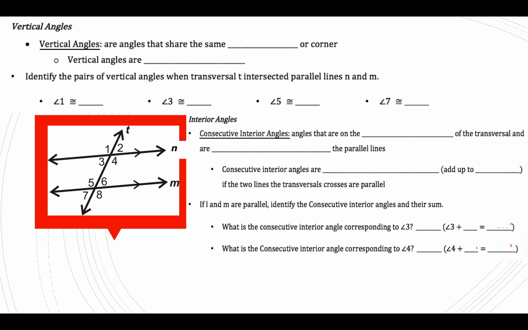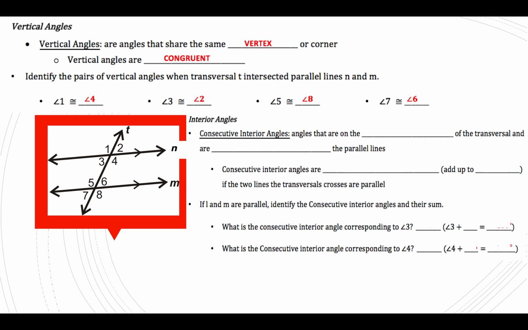Now, vertical angles. Vertical angles are angles that share the same vertex or corner. Vertical angles are congruent. Identify the pairs of vertical angles when transversal T intersected parallel lines N and M. Pause the video and try these 4. You should have gotten something similar to these. Remember, vertical angles share a corner or a vertex to be congruent.